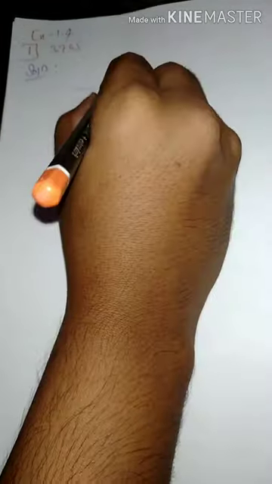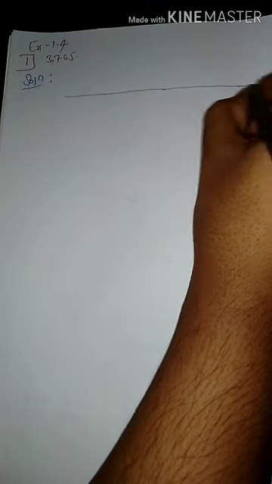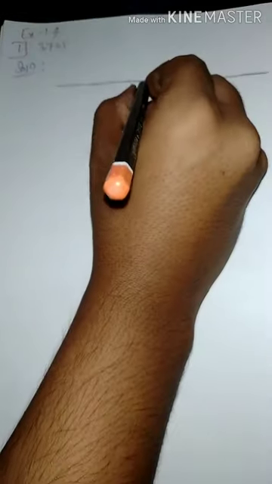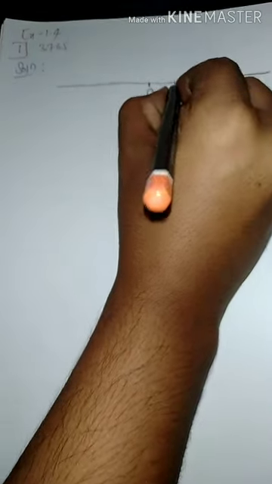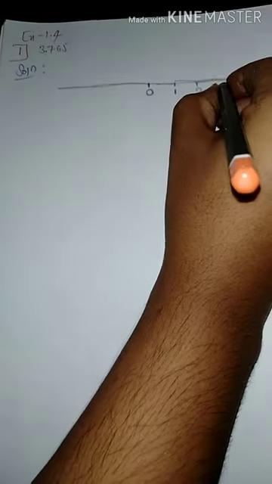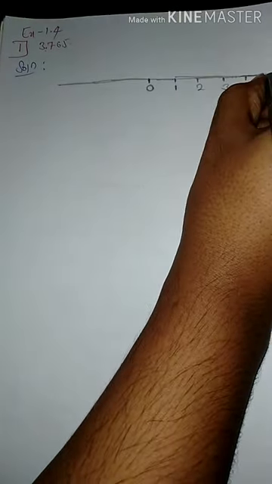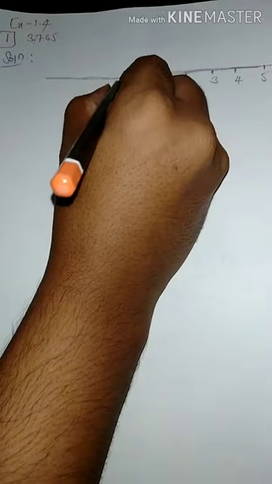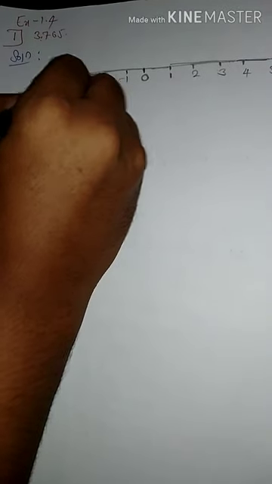Solution. Here we clearly notice that the number 3.765 lies between 3 and 4. So first we locate numbers 3 and 4 on the number line. First draw one number line, and here represent the numbers 3 and 4. The center point is 0, on the right hand side positive integers 1, 2, 3, 4, 5, and on the left hand side negative integers -1, -2, -3, -4.